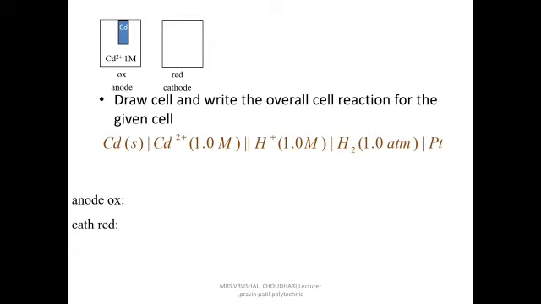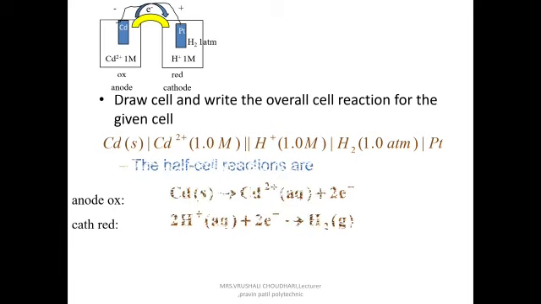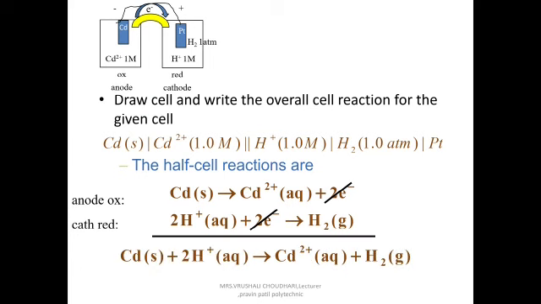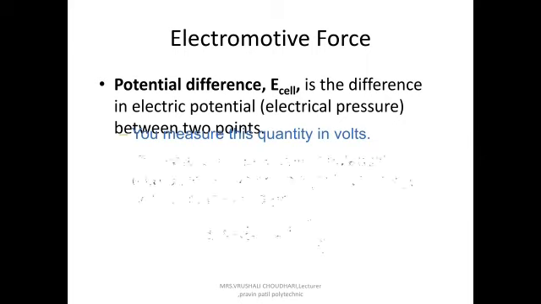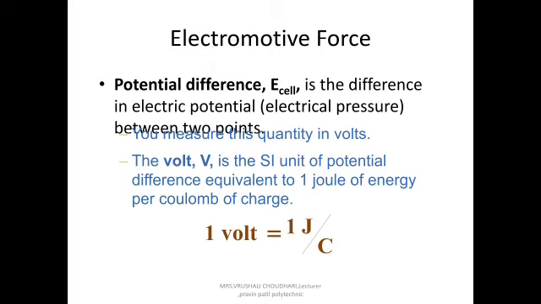We are going to write the cell and draw the cell. These are the two half cell reactions. The electrons get cancelled, neutralized. This is the overall cell reaction. The potential difference between the cathode and anode is called the electromotive force. It is measured in volts.